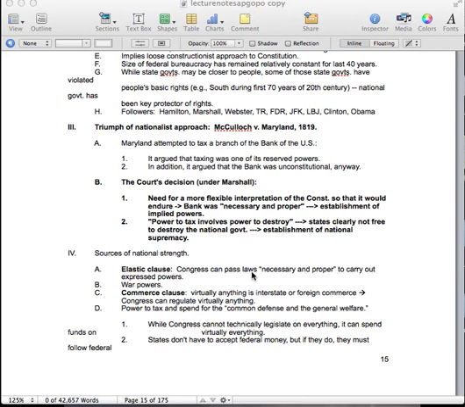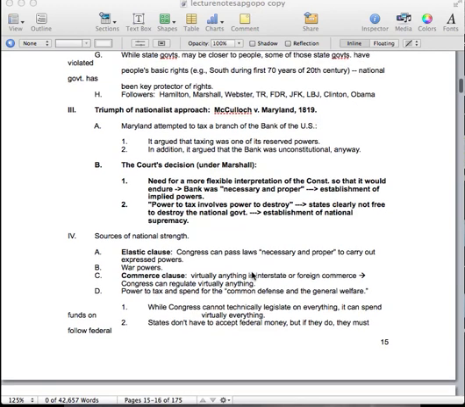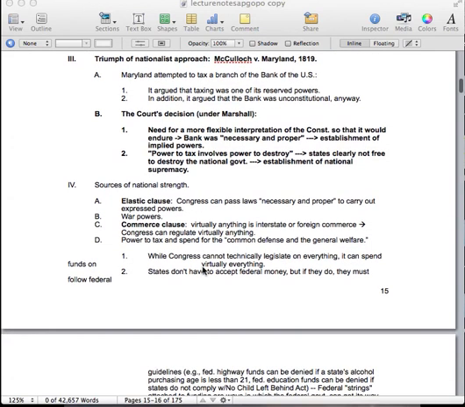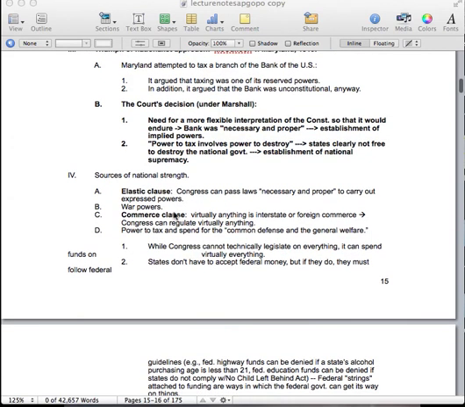Now, sources of national strength. We talked about some of this stuff already in our last lesson. But the elastic clause: Congress can make all laws necessary and proper to carry out expressed powers. We'll talk about what that is. Again, the war powers, that's for the national government, not state governments. Otherwise, California, we probably would attack Oregon and Nevada, whatever states are close to us, and just destroy, because we are super. The commerce clause: virtually anything in interstate or foreign commerce. That means we have the power to do that.